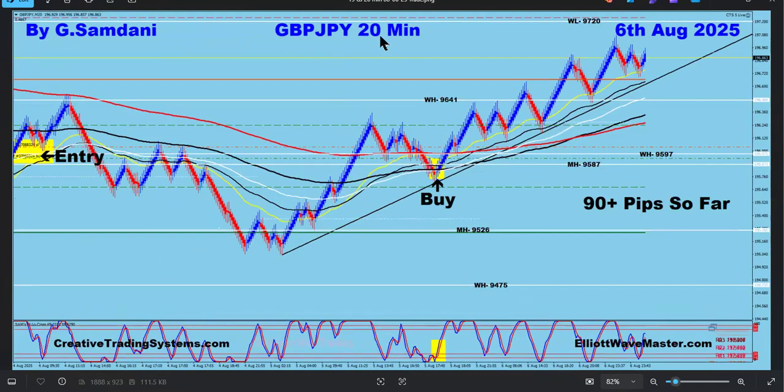Here now, pound yen 20-minute entry. See, this is what it is. The first one I just showed you a little while ago. The 7-minute entry was from here to there, and then it dropped. The 20-minute entry, and then it started to go to the upside. It went all the way to the upside, but I closed it here on the 6th with 90 pip.